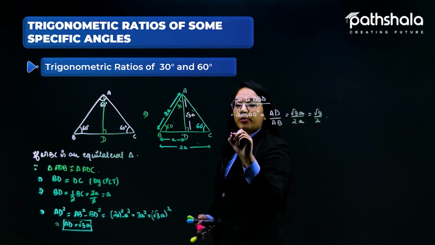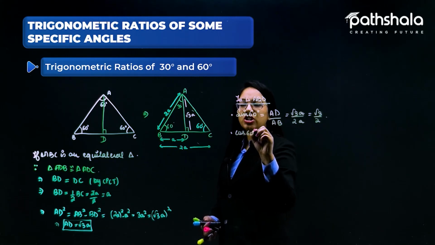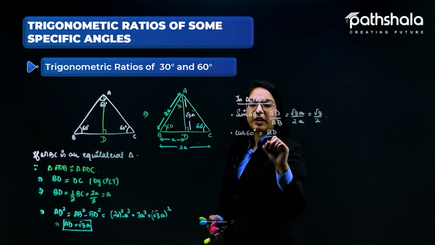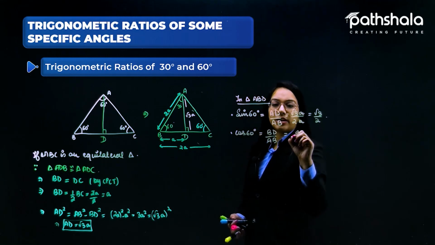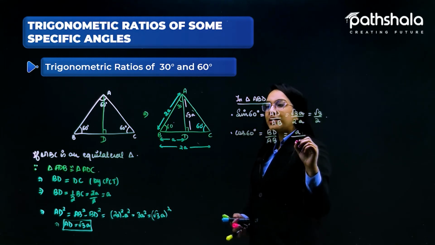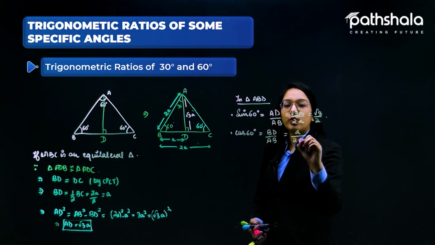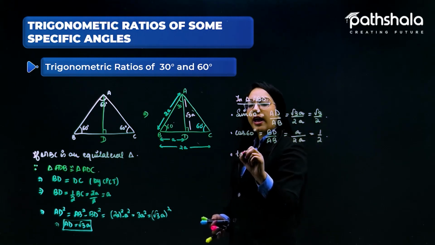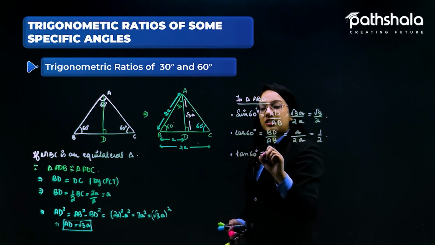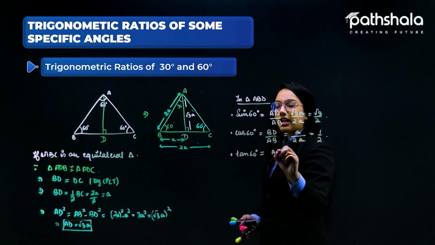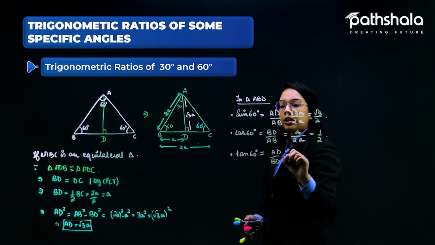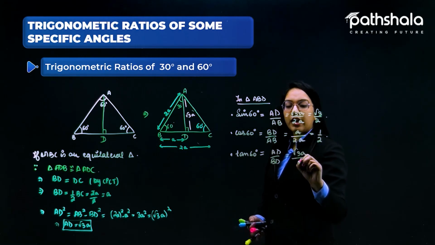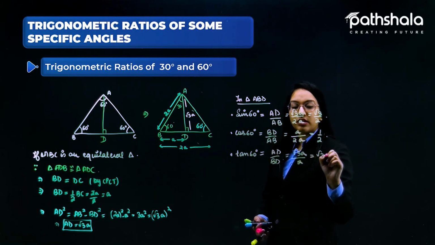Now if I'm talking about cos of 60, cos of 60 is base by hypotenuse, BD by AB. This would be A by AB, and as you can see, this is 2A. A gets cancelled. This is 1 by 2. And further, tan of 60 degrees is perpendicular by base. So this is AD by BD. This would be root 3A divided by A, A gets cancelled with each other. This is root 3.